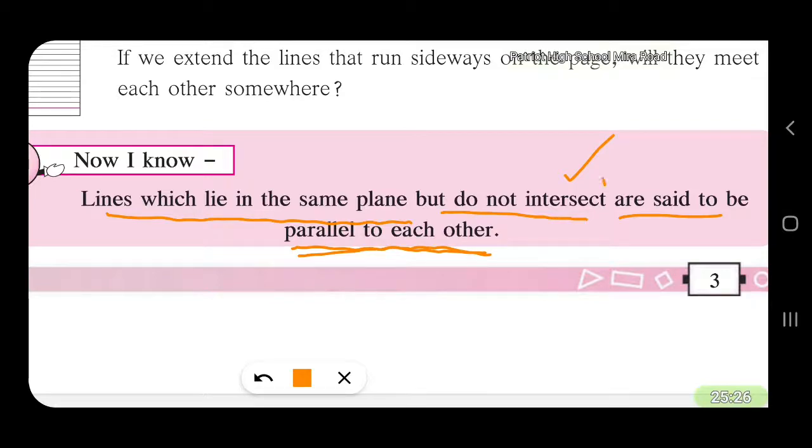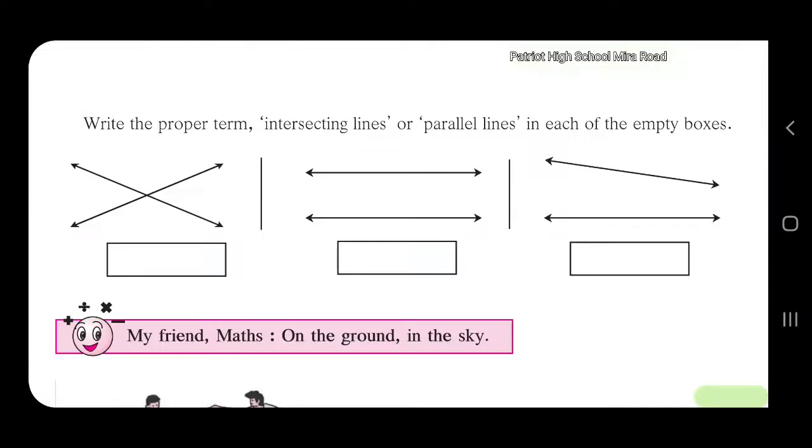Do not intersect. Lying in the same plane. This is the first condition. Second condition is they should not intersect each other. These lines are known as parallel lines. Write the proper term, intersecting lines or parallel lines. So here we have got the point of intersection. So these are intersecting lines. You write here intersecting lines.